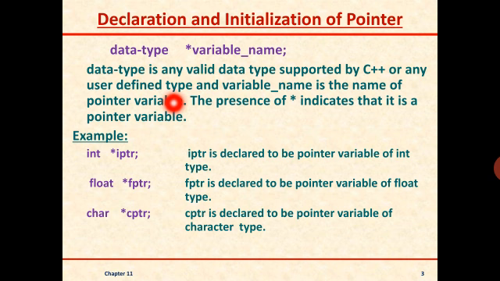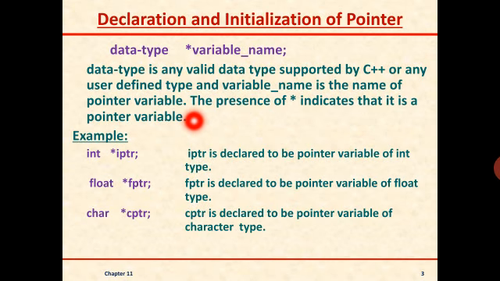Data type means it may be any valid data type supported by C++ or any user defined data type. It may be int, float, char, anything. Then what is the variable name? It is the name of any pointer variable. Then this presence of asterisk indicates that it is not a simple variable, it is a pointer variable.